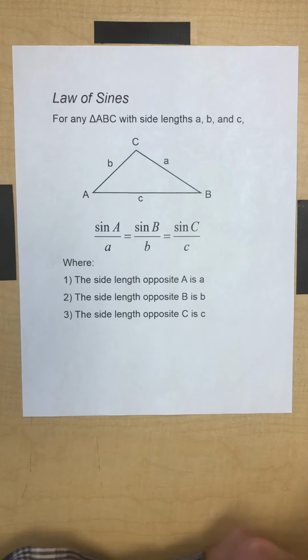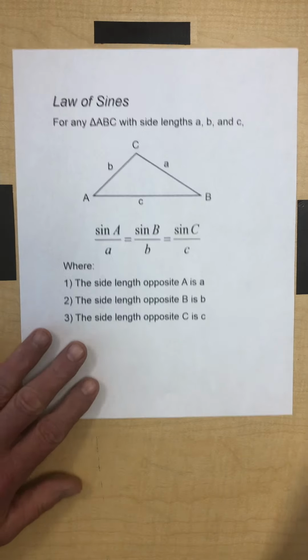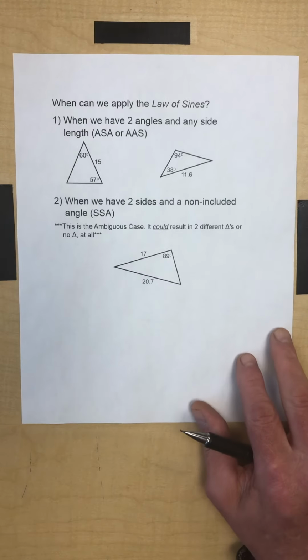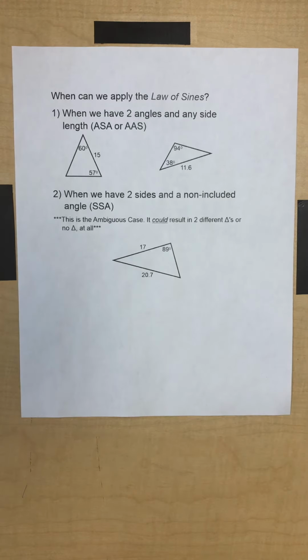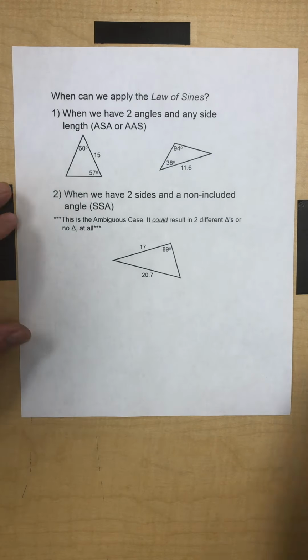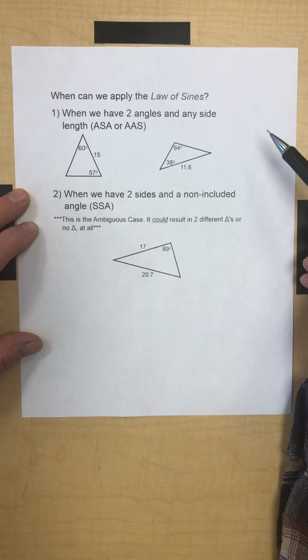Okay, now, the law of sines can only be used in certain situations. We can't use it on any triangle at all. It depends on what information we're given about that triangle. So when can the law of sines be applied? Number one, anytime we know two angles and a side.